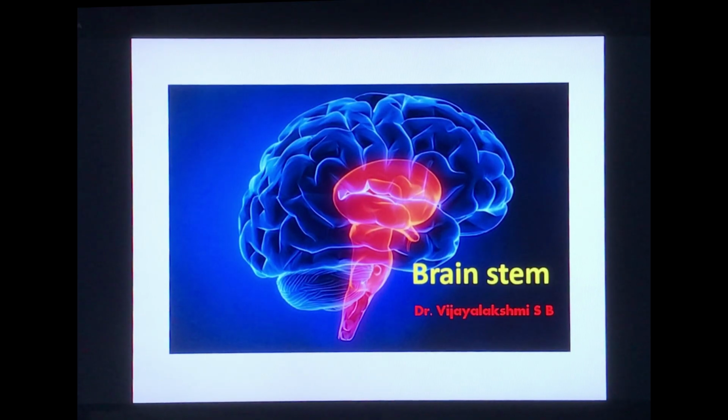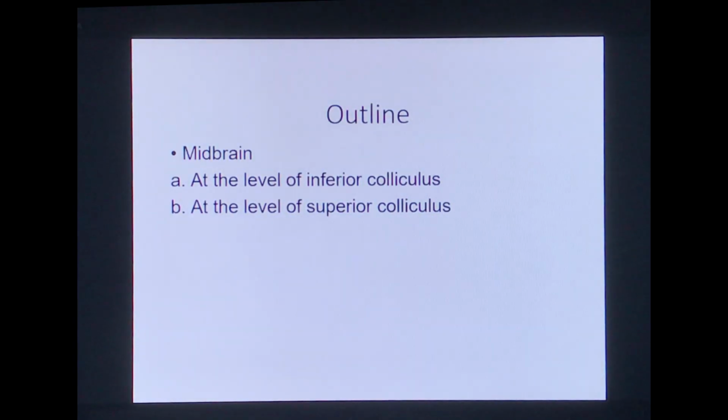Today's session will be the last part of neuroanatomy of the brainstem, where I'll be covering the external and internal features of the midbrain, including the clinical aspects. Let us learn about the features of the midbrain. The internal features of the midbrain we will be learning in two sections: one at the level of the inferior colliculus, the second at the level of the superior colliculus.